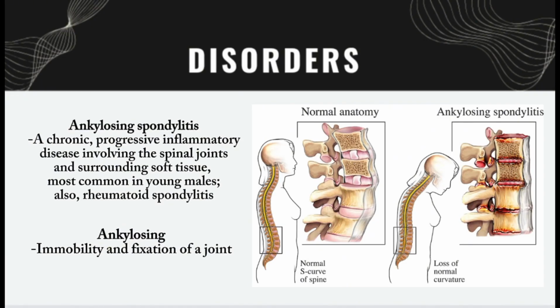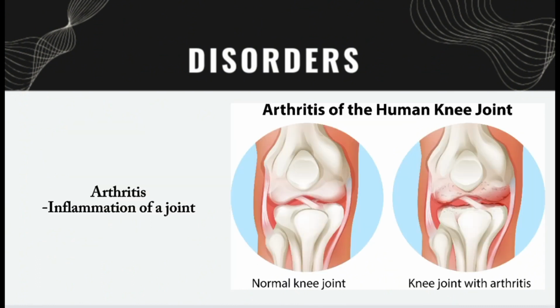So first is ankylosing spondylitis. It is a chronic, progressive inflammatory disease involving the spinal joints and surrounding soft tissue, most common in young males and also known as rheumatoid spondylitis. So the breakdown of the word spondylitis in medical terminology is spondyle pertains to spine or vertebrae and itis pertains to inflammation. So basically spondylitis is a type of arthritis that causes inflammation in the joints.